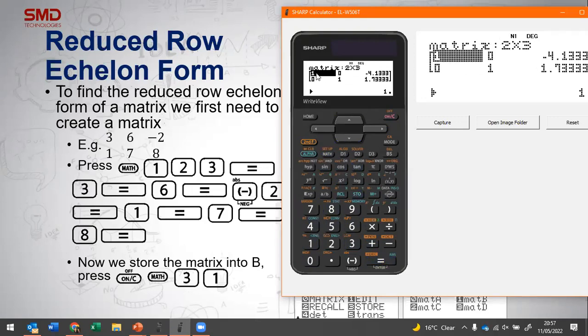And you can see you've got your 1 and 0, so your identity matrix, and then the solution of X and Y. Or if you did a 3 by 4, you would have a solution of X, Y, and Z as well.